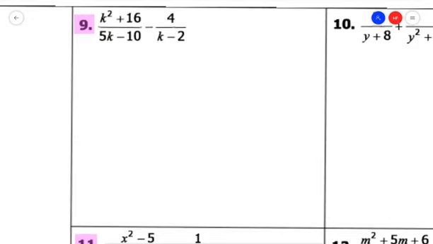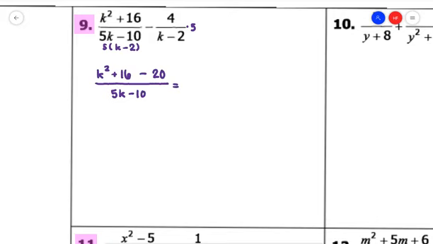So on number 9, we see that we do not have the same denominator. But 5k minus 10, I can factor out a 5. Now I need a k, now I need a negative 2. And I see that that's the same as right there. So in order to make them the exact same denominator, I would need to multiply that second fraction by 5. So I've got k squared plus 16 minus 4 times 5, which is 20, over 5k minus 10. So I gave them the same denominator.